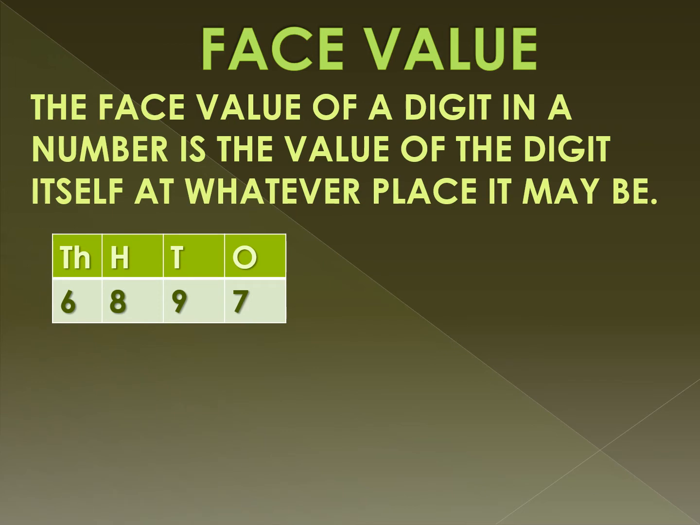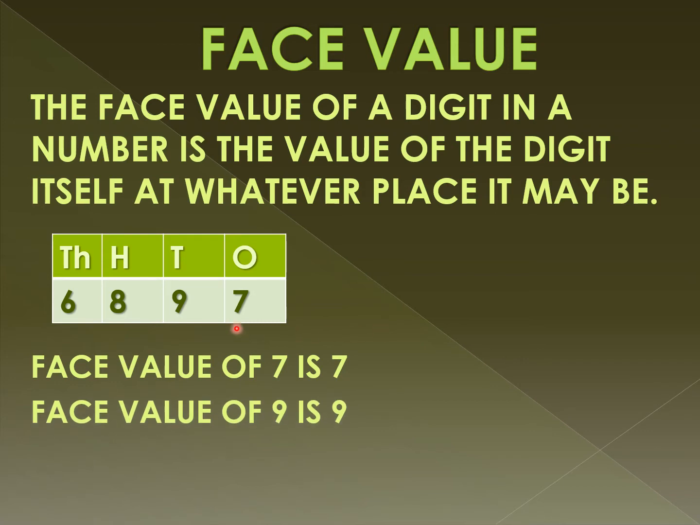Here we have the number 6,897. So let's look at the face value of the different digits in this number. The face value of 7, which is in the ones place, is 7. It doesn't matter, even if the 7 was in any other place, its face value would still be 7.